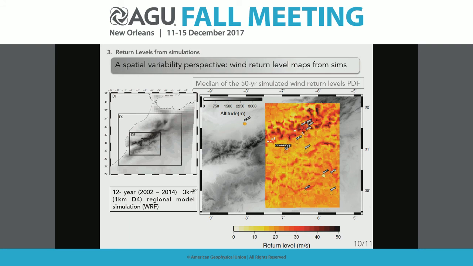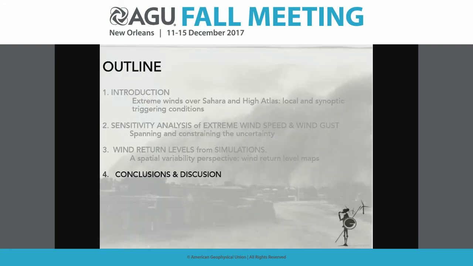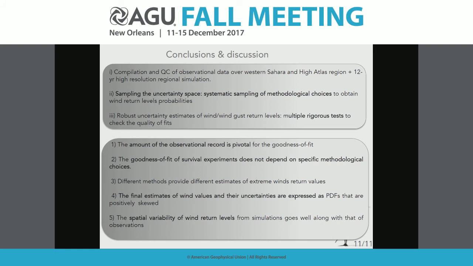So, getting to the end now. What we have done is to compile and quality control observational data over the Western Sahara region, run a simulation of 12 years at a high resolution, and systematically sample all the methodological choices to provide wind return level probabilities, with multiple rigorous tests to give an exhaustive uncertainty estimate of the wind return levels.